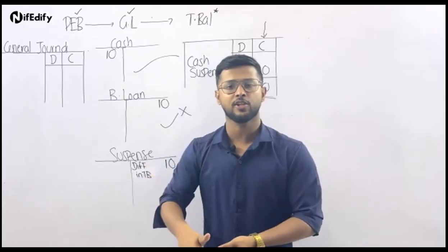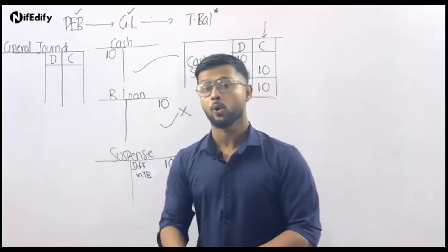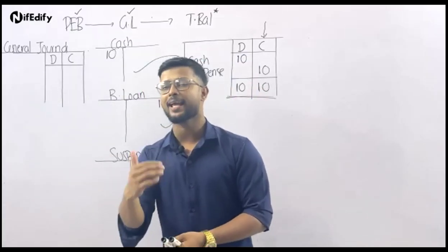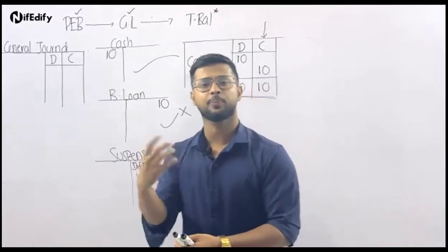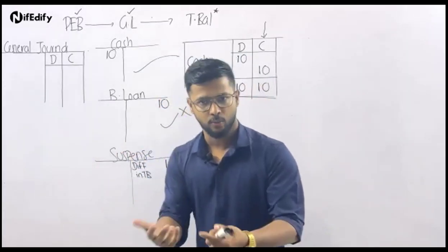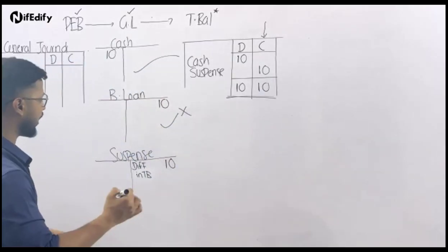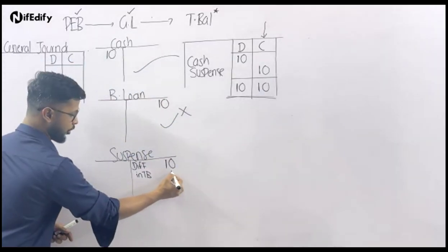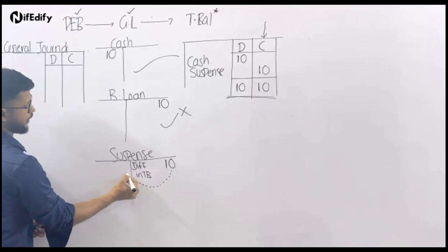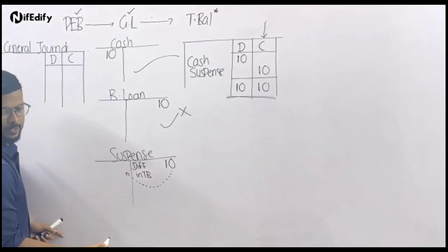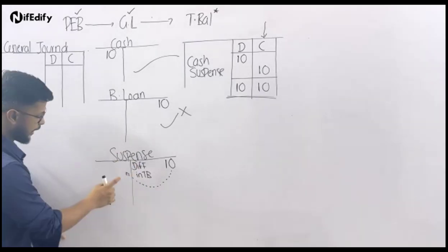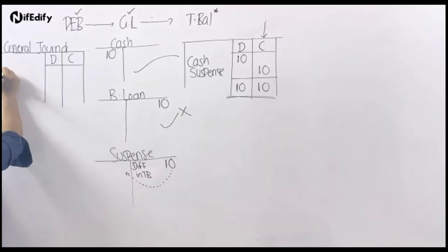So what's the first thing we should do? We should delete the suspense. Why are we deleting it? Because the error is revealed. The error has been manifested. What's the problem? It's basically the bank loan, right? So to delete the suspense, I need to make an entry on the debit side.